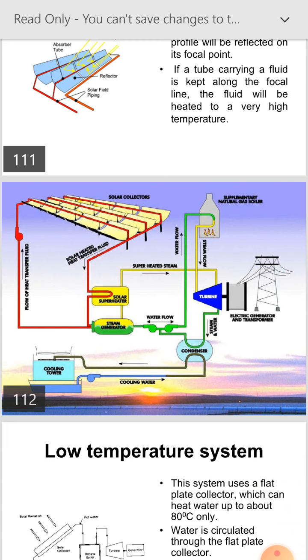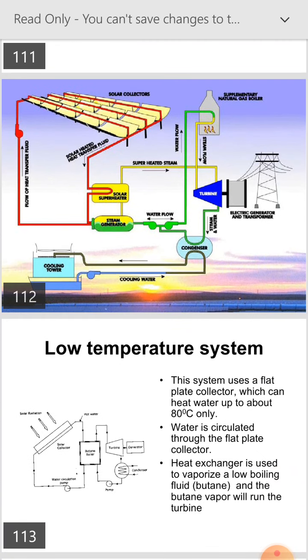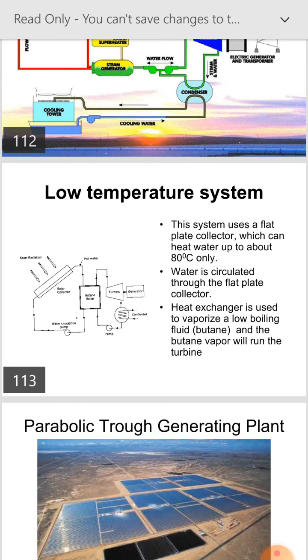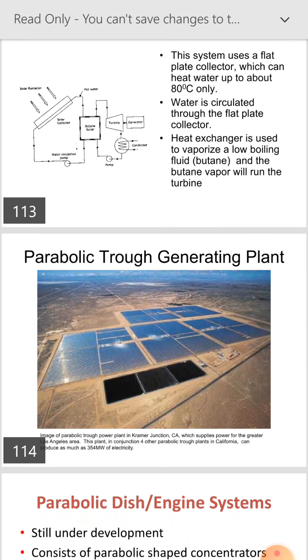Figure shows a solar power plant. Low temperature system. This system uses a flat plate collector which can heat water up to about 80 degrees only. Water is circulated through the flat plate collector. A heat exchanger is used to vaporize the low boiling fluid, and the butane vapor will run the turbine. Parabolic trough generating plant.